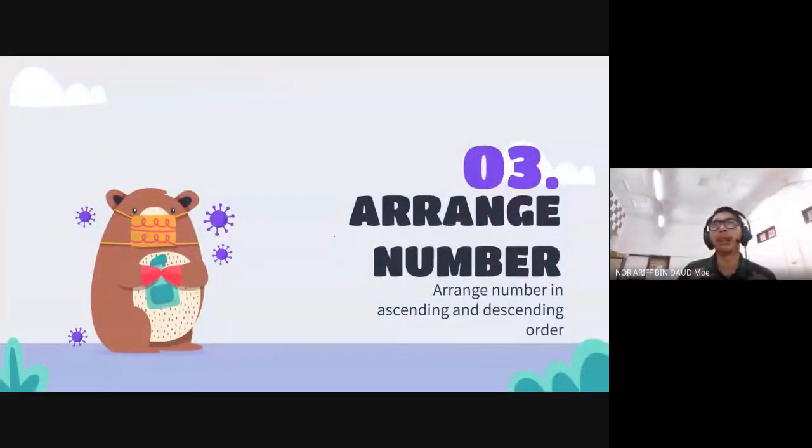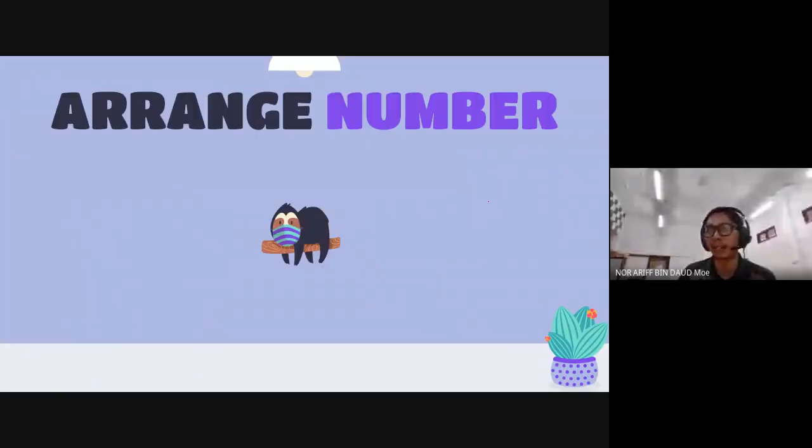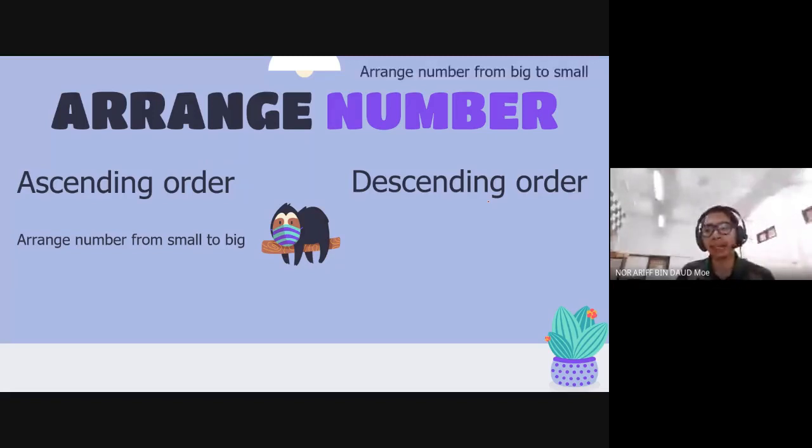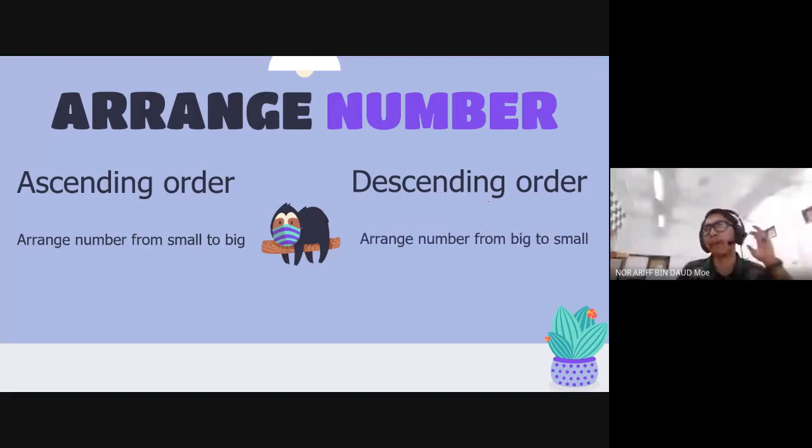Okay, we want to arrange the numbers. Okay, we go to the section on how we want to arrange the numbers. Arrange means susun. Susun nombor tu daripada kecil ke besar ataupun daripada besar ke kecil. Okay, arrange numbers in ascending and descending order. Ascending order, that means you arrange numbers from small to big. Okay, descending, that means you arrange the numbers from big to small.